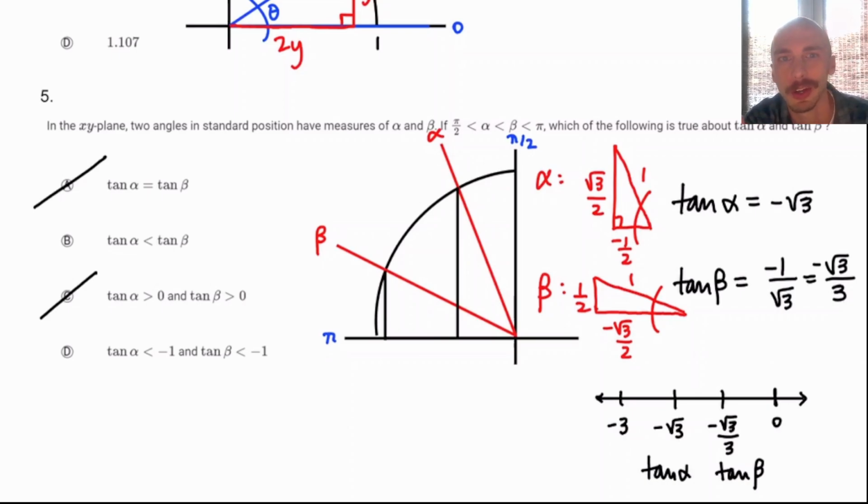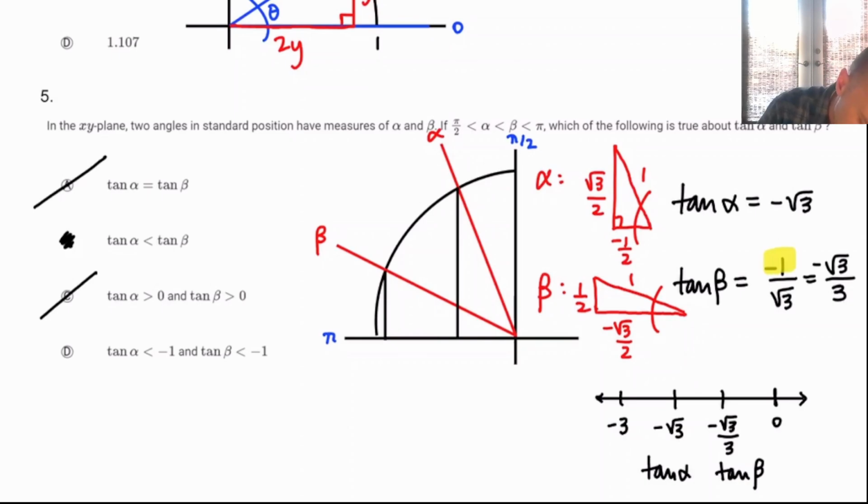Without getting into is tangent increasing or decreasing between pi over 2 and pi. Yeah, even thinking about that, I confused myself, so that's not going to be necessary. I just showed you that tangent alpha is necessarily less than tangent beta. Also, tangent beta is definitely less than 1 because it's negative, but it's between 0 and negative 1 is what I'm saying.